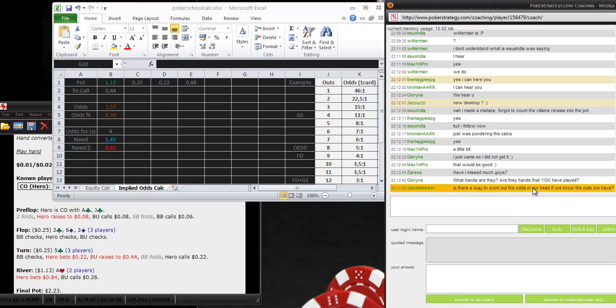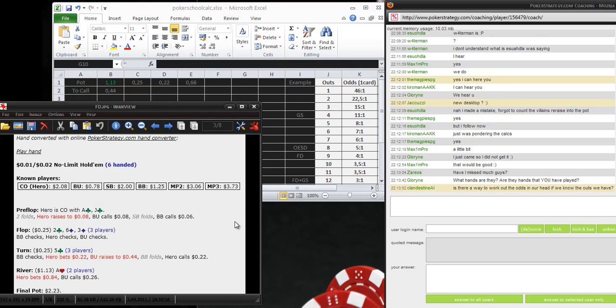What hands are they? Are they hands you have played? Nope, the hands are mainly from the hand evaluation forums, and they are played by random players, which I just picked randomly.